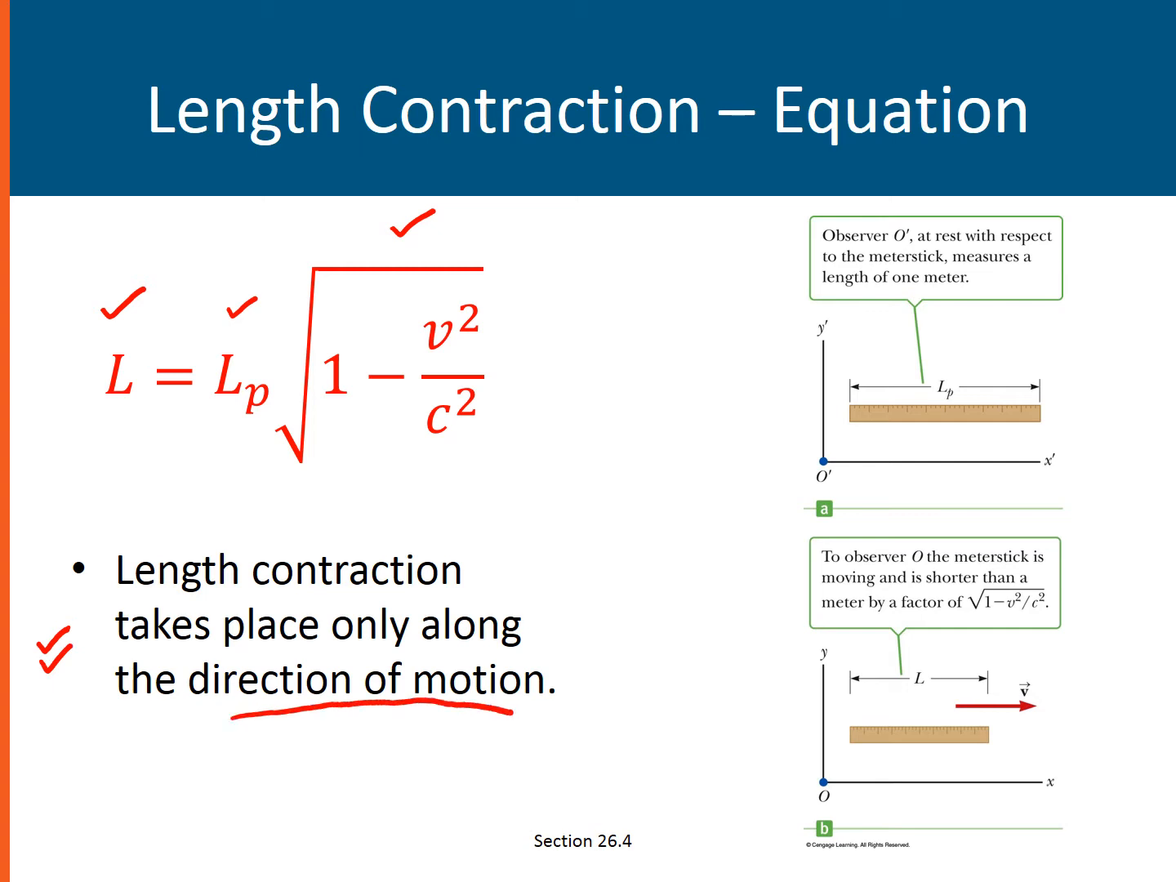So here is a figure. Observer O at rest with respect to the meter stick measures the length of this meter stick as 1 meter. However, an observer that is moving with respect to the meter stick is going to measure this meter stick shorter by a factor of the square root of 1 minus v squared over c squared. Again, it is for that reason that L is always less than the proper length, and therefore we call it length contraction.